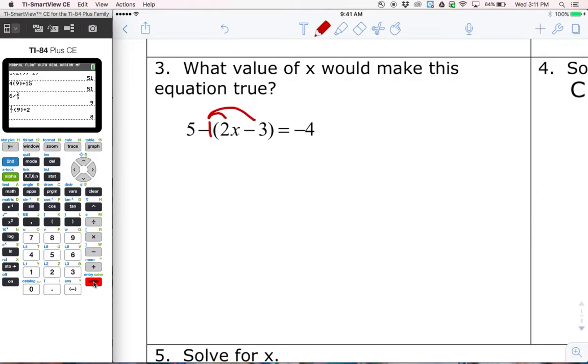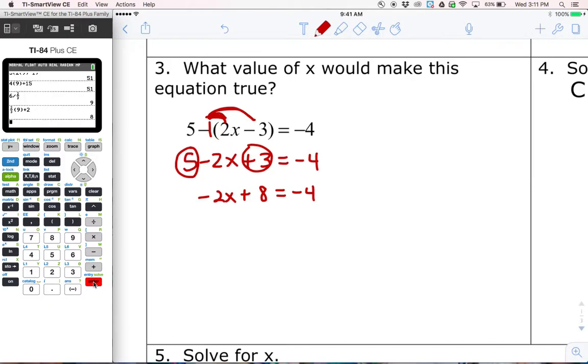So the 5 we're just going to bring down. It's just staying the same. And now we have negative 1 times 2x, which is negative 2x, right? Now we have negative 1 times negative 3, which is a positive 3. And this is equal to negative 4. Now on this left side, please notice that you've got a positive 5 and a positive 3. They're on the same side. Just add them up. So really, I have negative 2x plus 8. Okay, and this is equal to negative 4.